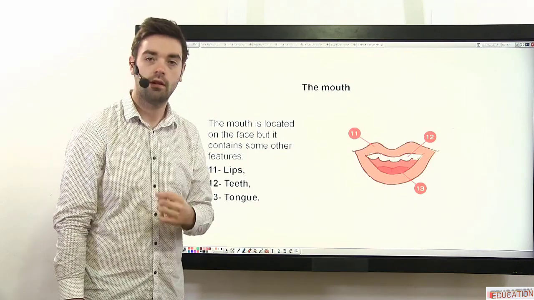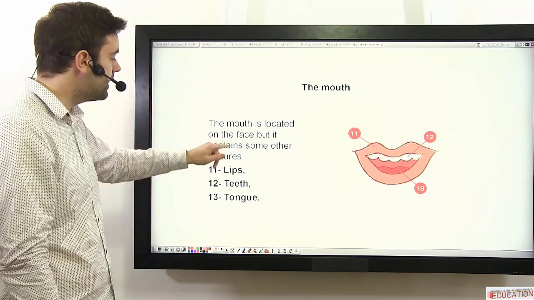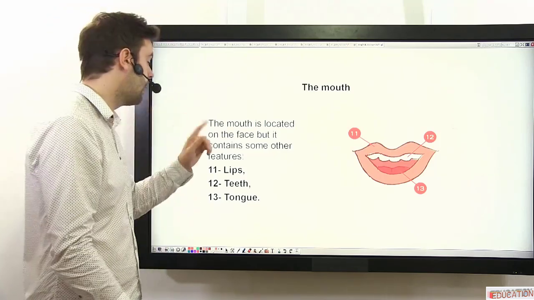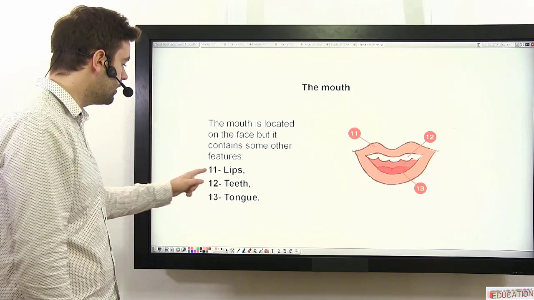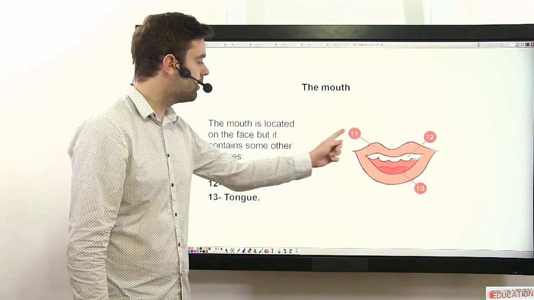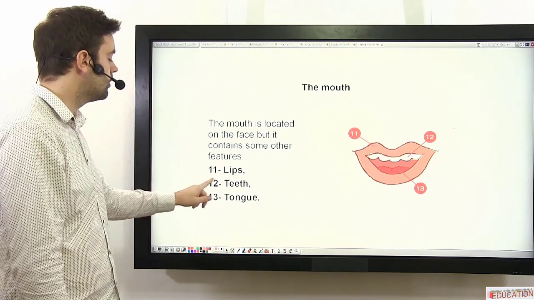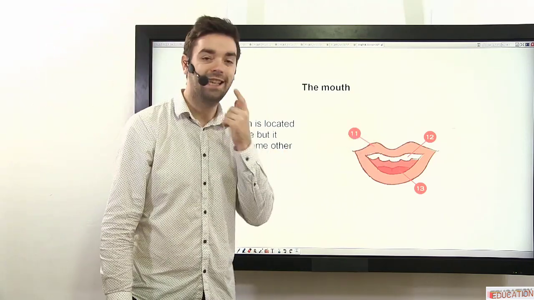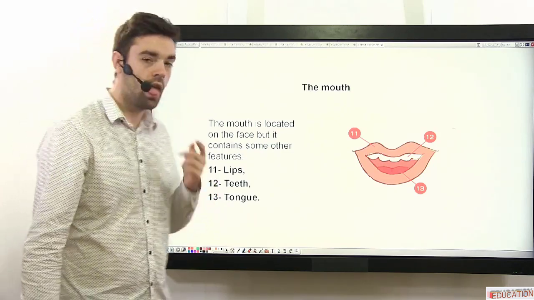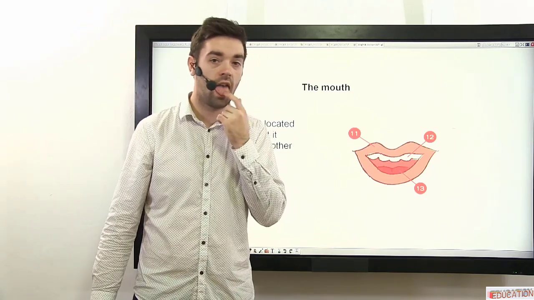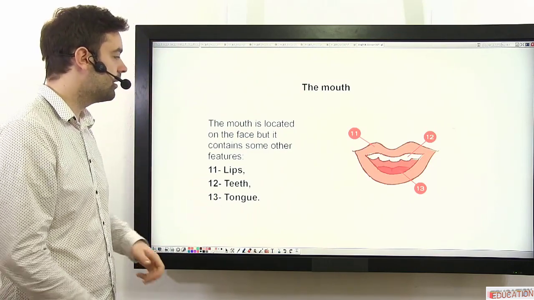We also have the mouth. The mouth is located on the face, but it contains some other features. For example, 11, lips. 12, teeth. And 13, tongue. Lips, teeth, tongue.